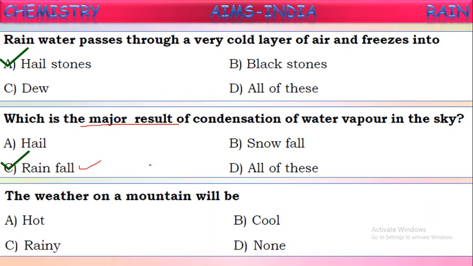Next, the weather on a mountain will be. How will the weather be on a mountain? We know that as we move up and up from the earth's surface, the temperature gradually starts decreasing. So as we move to higher altitudes like mountains, the temperature will be a little less than the temperature on the earth's surface. So as we go to the mountains or higher altitudes, the weather will be cool. Okay. Next one.